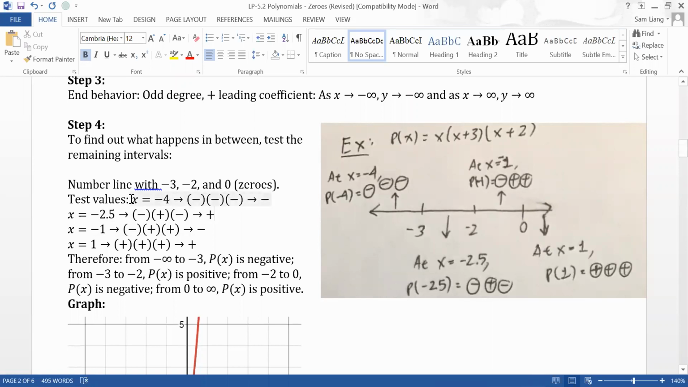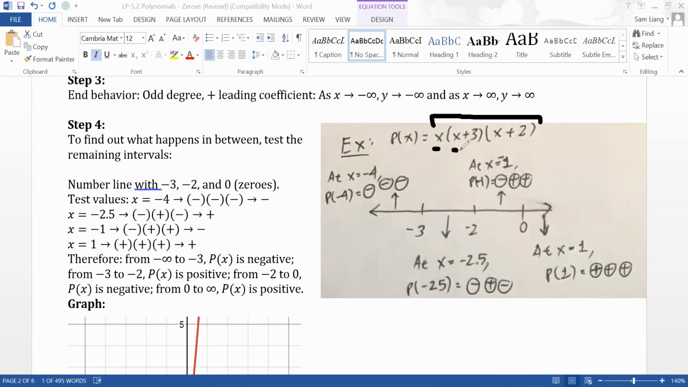So for example, x equals -4. -4 is a number to the left of -3. That's in this interval between -infinity and -3. So if you plug in -4 into this equation, focusing on this factored form, then you're going to get -4, -4 plus 3 is -1, and then -4 plus 2 is -2. It actually doesn't matter what the numbers actually are, just so long as you know whether they're positive or negative. But it's negative, negative, negative.